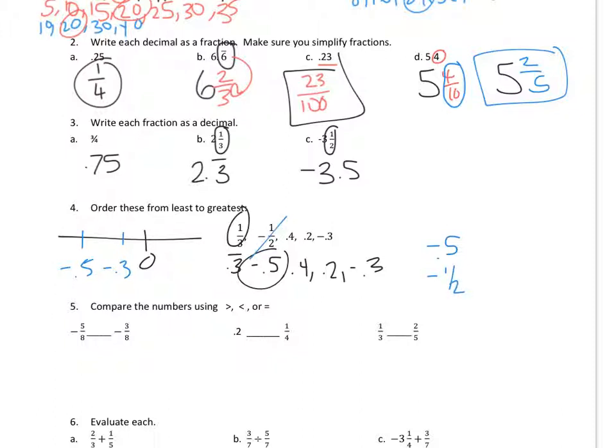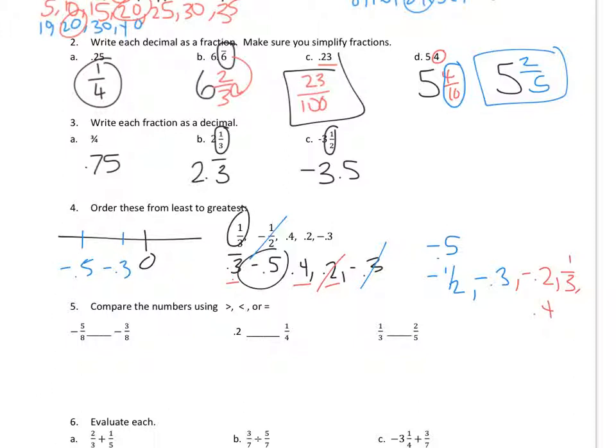That's done. The next negative is -0.3. That's done. Now I have to go in between 0.2, 0.4, and 0.3 repeating. So there's a 2 in the tenths spot, so 0.2 is the next one. And then 3 is less than 4, so I'm going to write 1/3 and then 0.4. So that's from least to greatest.